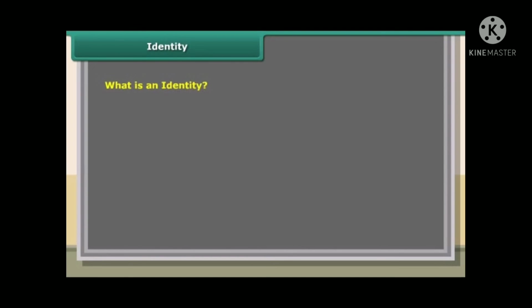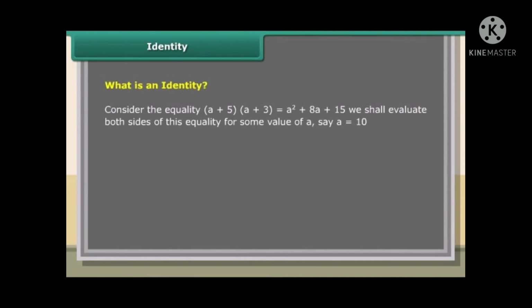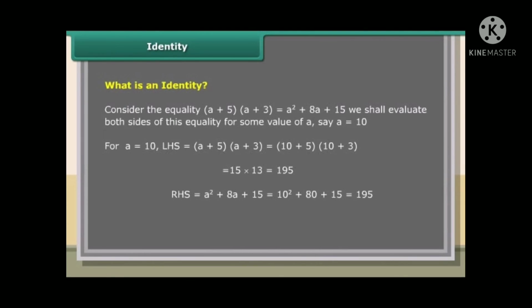Identity. What is an identity? Consider the equality (a plus 5) into (a plus 3) is equal to a square plus 8a plus 15. We shall evaluate both sides of this equality for some value of a. Say a is equal to 10. For a is equal to 10, LHS is equal to (a plus 5) into (a plus 3) is equal to (10 plus 5) into (10 plus 3), which equals 15 into 13, which is equal to 195. RHS is equal to a square plus 8a plus 15, which equals 10 square plus 80 plus 15 is equal to 195. The values of the two sides of the equality are equal for a is equal to 10.